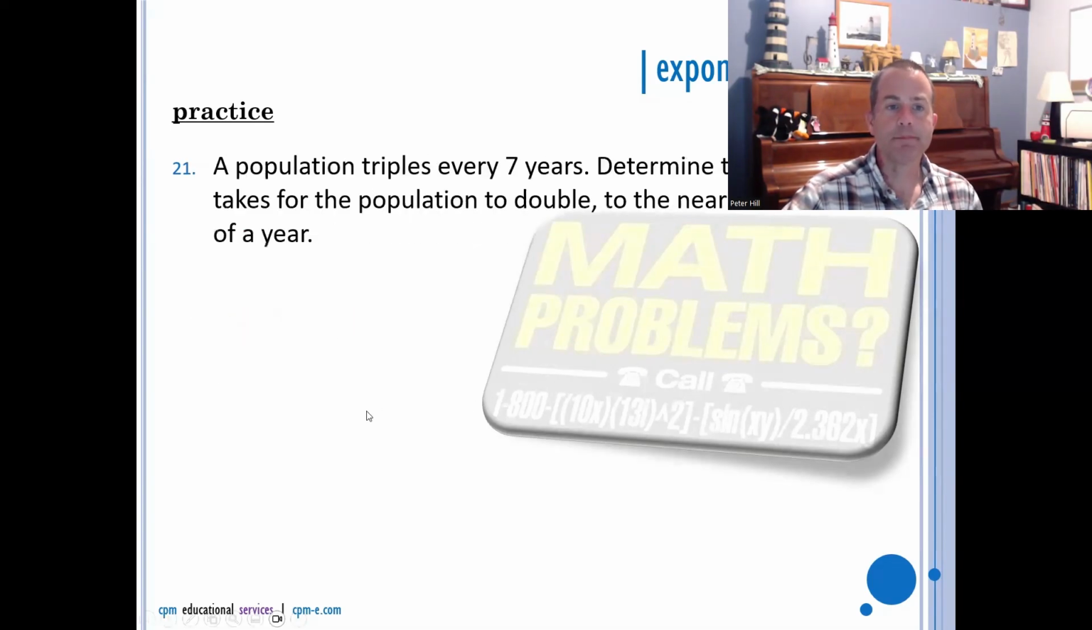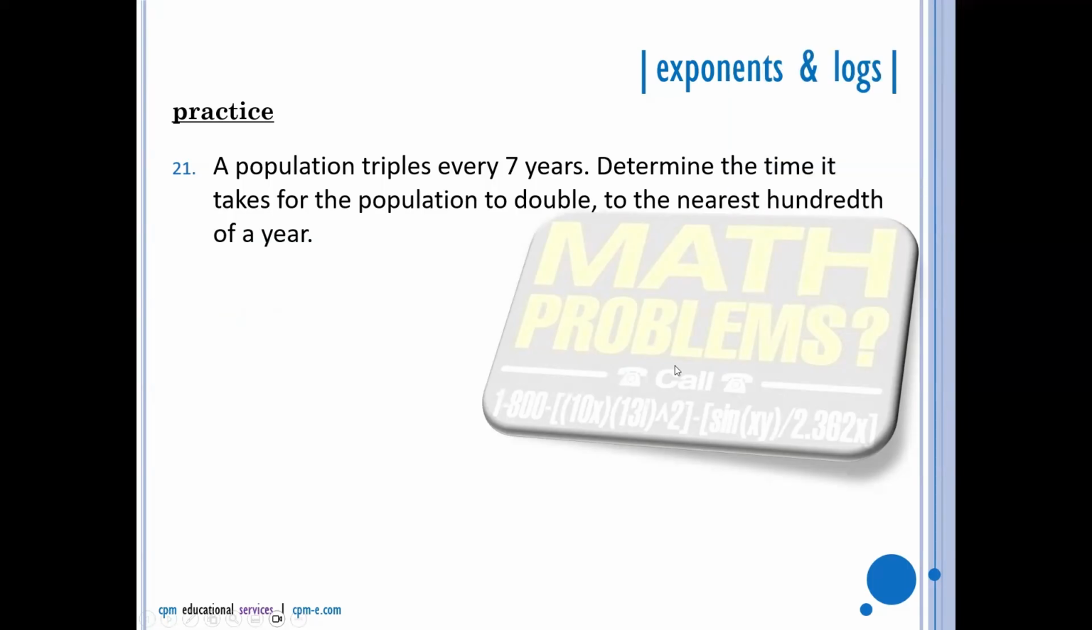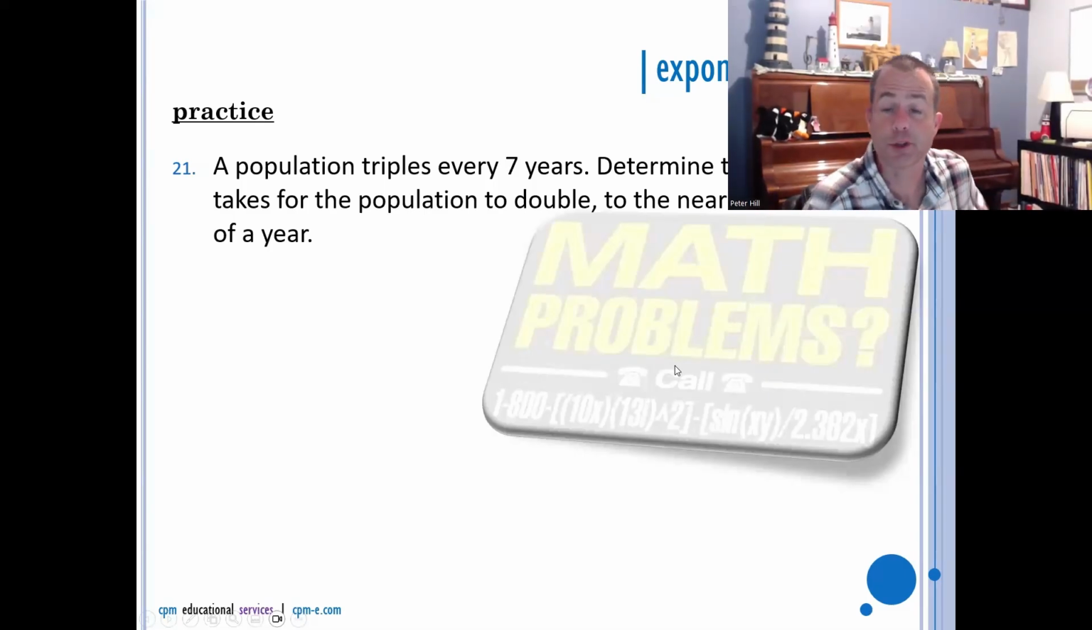Okay. A population triples every 7 years. Determine the time it takes for the population to double to the nearest hundredth of a year. Now, this is kind of a fun question because I never gave you a starting population. And in fact, it actually doesn't matter, okay? Call the original population 1, final population 2. I've doubled the population, okay? It doesn't have to biologically work. It just has to mathematically work.